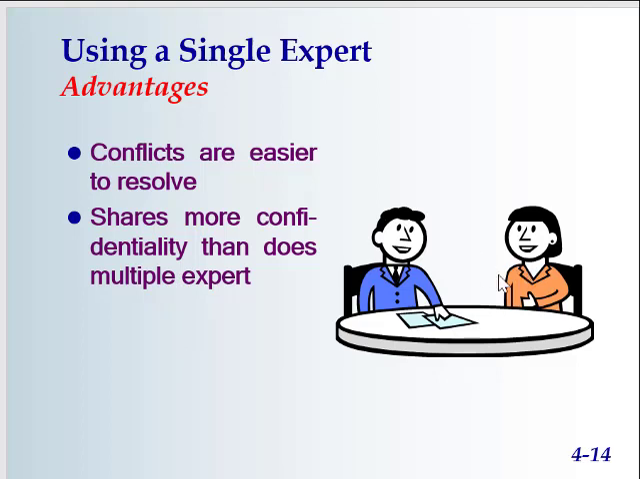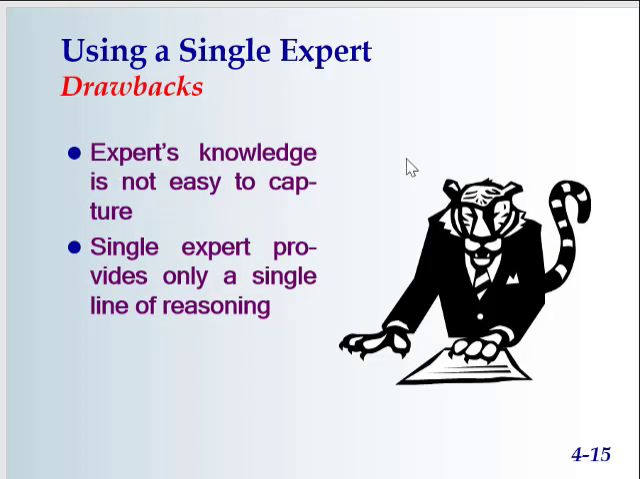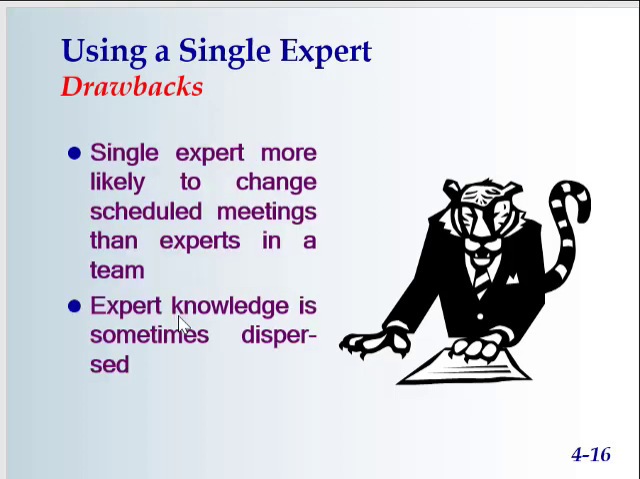Because if you are one-to-one, in that case, you can have the confidentiality. Maybe if you are two experts, then there may be some hesitation to share. In a single expert system, it's easier to actually share knowledge, right? Share those confidentialities. But there are some drawbacks. Okay. If there's a single expert, that expert's knowledge is not easy to capture, and the single expert provides only one line of reasoning. But if you have multiple experts, you could have multiple perspectives on the same problem, right? So that's the drawback.